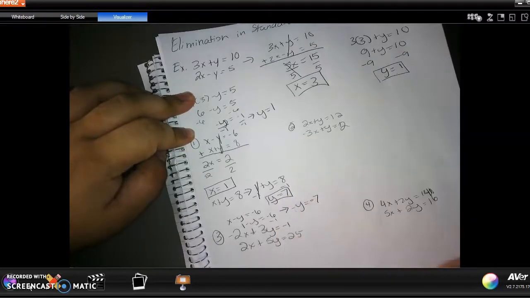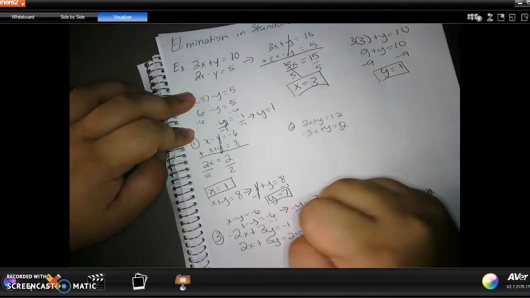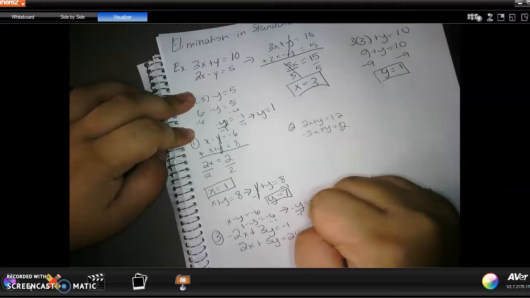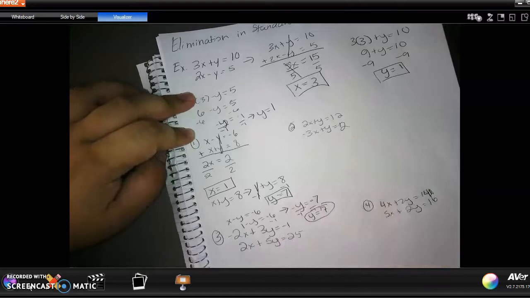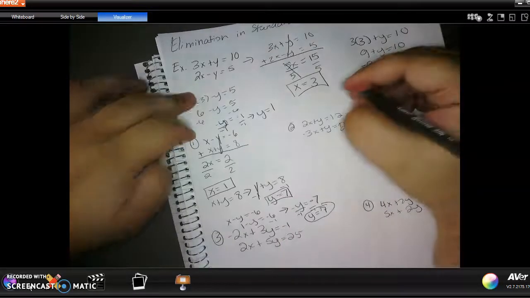But look right here, that's a negative y. We have to divide by negative 1. And that means y equals 7. So we got the same thing twice. We are good. All right, number 2.